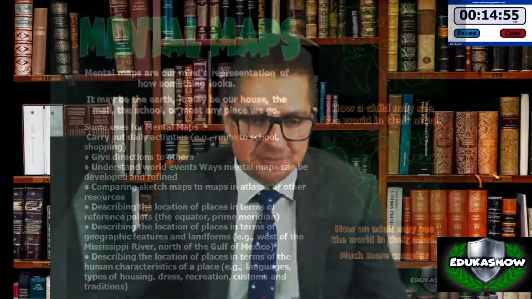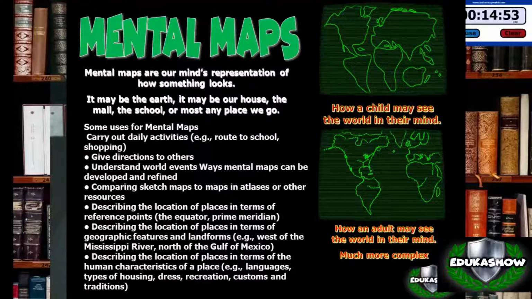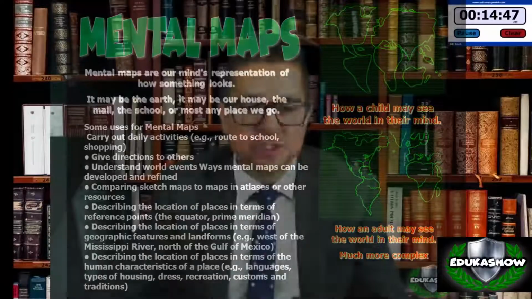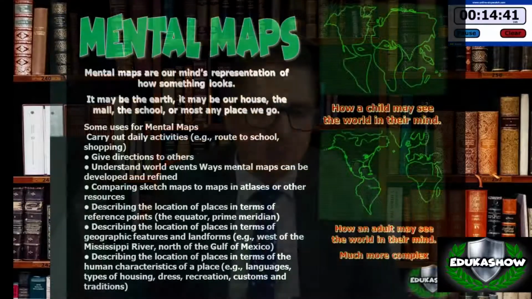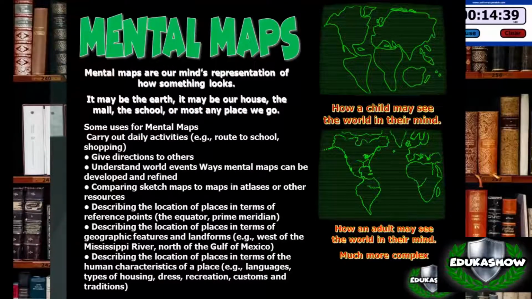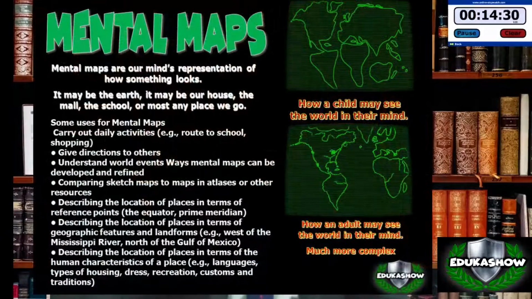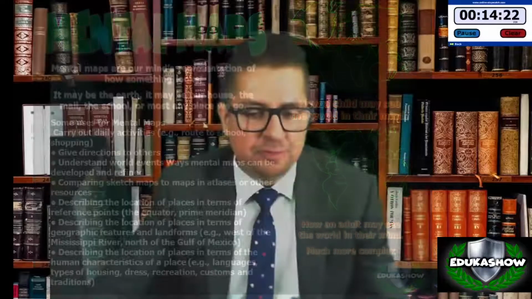So why would we be using this kind of maps? Well, you can use some mental maps to carry out daily activities, for example, route to school, shopping. Also very important to give directions to others, to understand world events, ways mental maps can be developed and refined. You can also use it to compare sketch maps to maps in atlases or other resources, describing the location of places in terms of reference points. For example, the equator or the prime meridian, which we saw before.